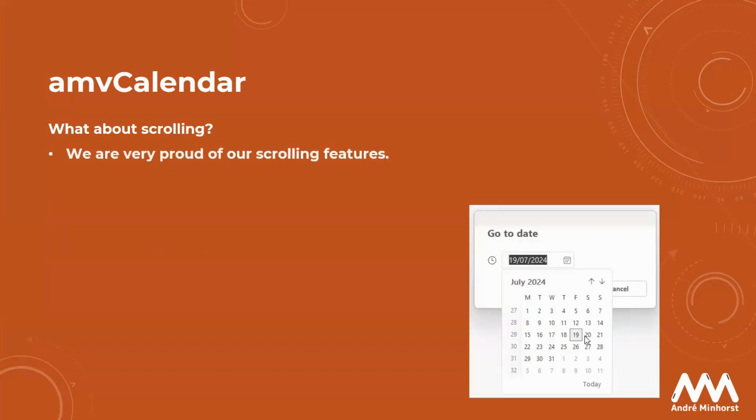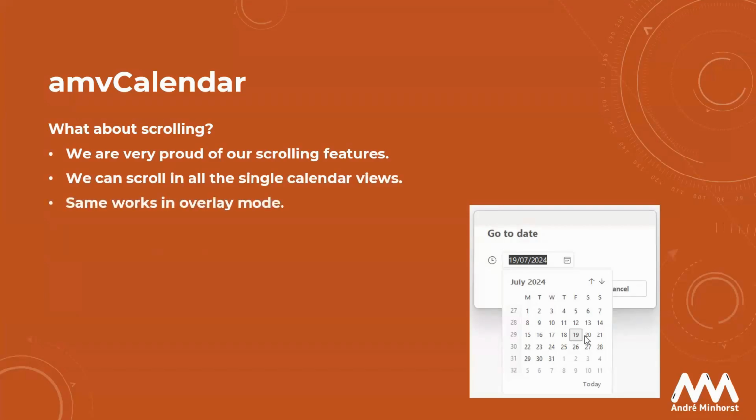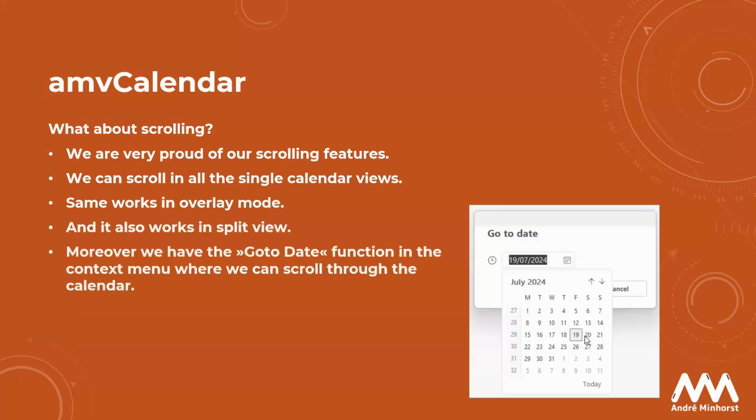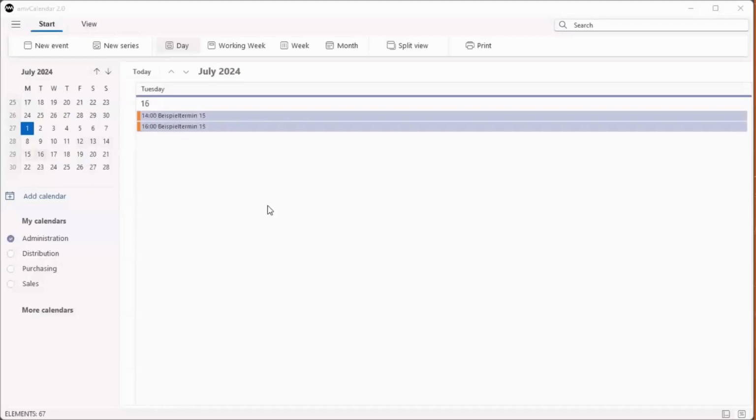All right, what about scrolling? We are very proud of our scrolling features. We can scroll in all the single calendar views. The same works in overlay mode, and it also works in split view. Moreover, we have the Goto Date function in the context menu where we can scroll through the calendar.